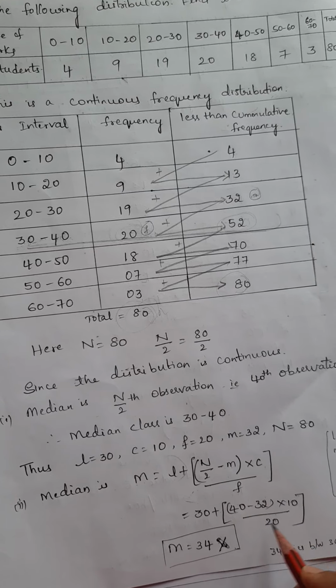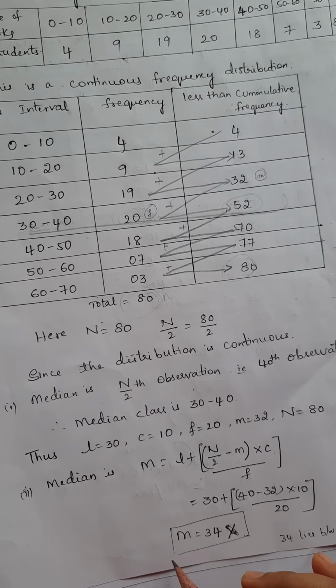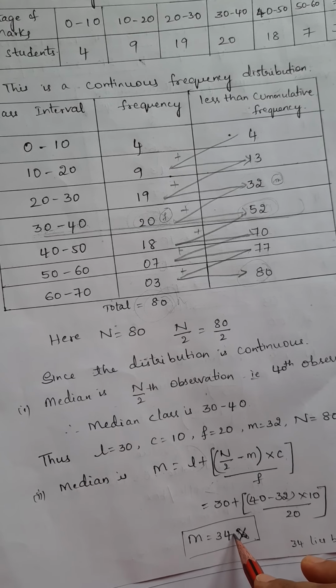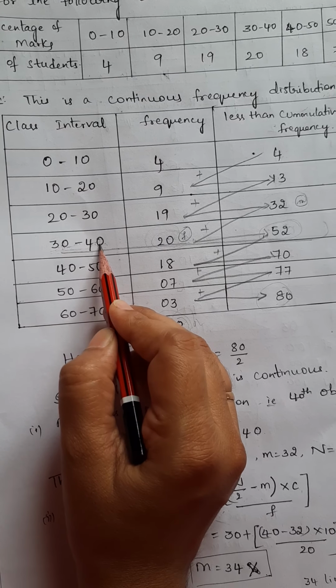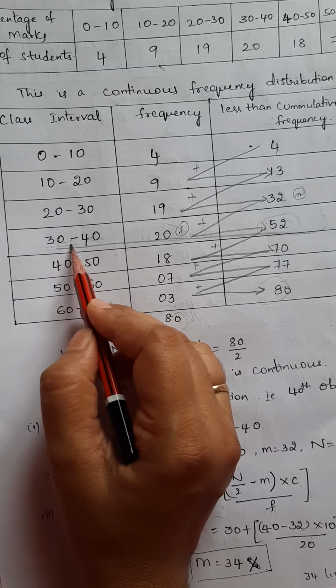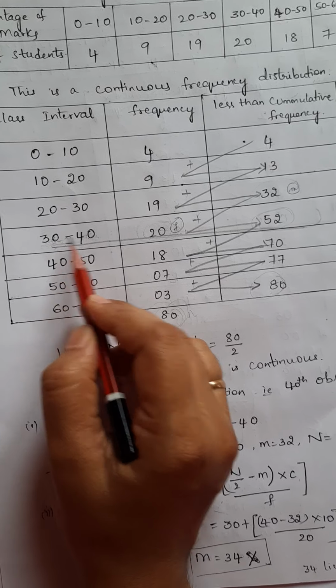So if I calculate all these values in the calculator, my median value will be equal to 34. As I said, median value lies between 30 to 40. Median value I got as 34, which lies between 30 to 40.